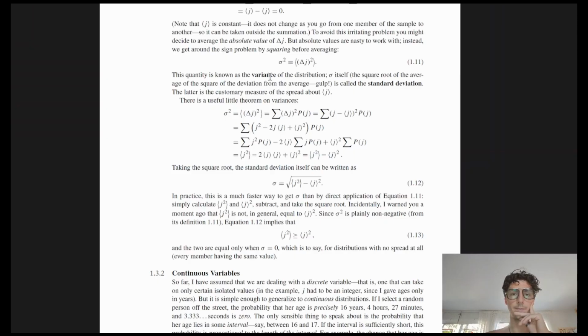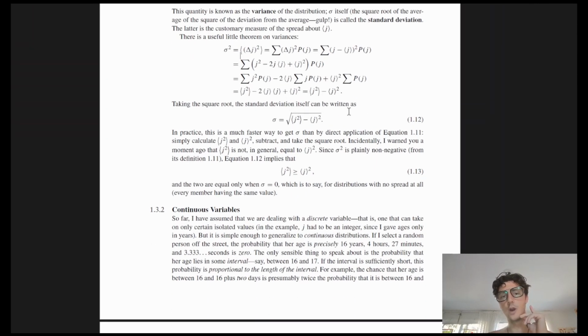So basically, this sigma squared, which is known as the variance, is calculated after some math similar to this. If you're interested, look through it. And you get this over here. The variance is the average of the square of the ages minus the square of the average of the ages. Taking the square root of this, the standard deviation itself can be written as the square root of this difference here.